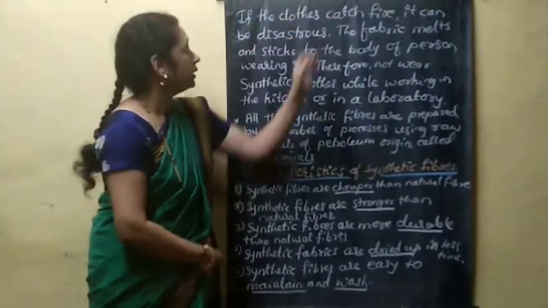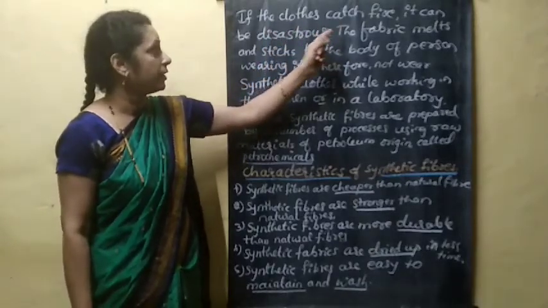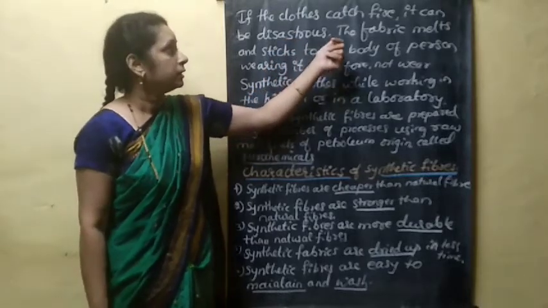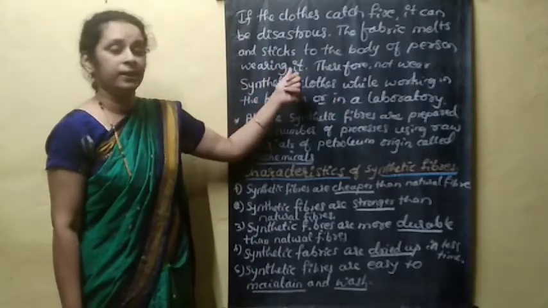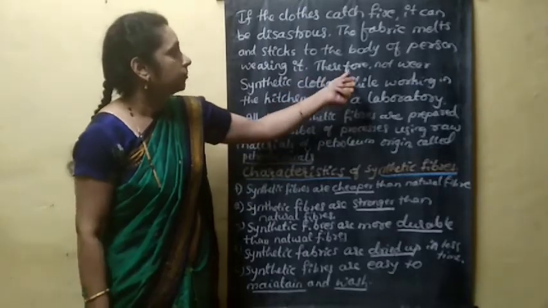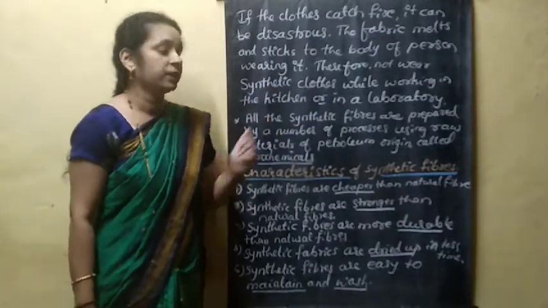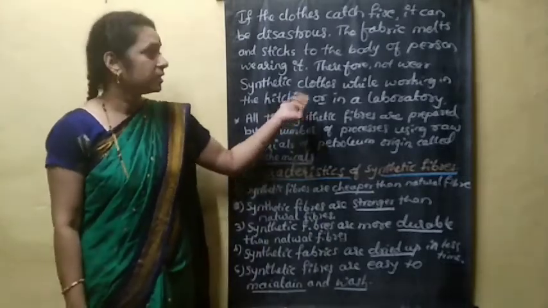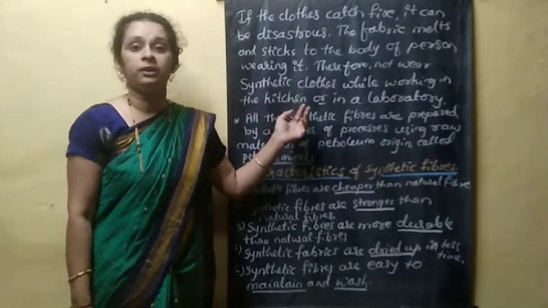Okay, here I have written that one. If synthetic clothes catch fire, it can be disastrous. Disastrous means dangerous. The fabric melts and sticks to the body of the person wearing it. Therefore, do not wear synthetic clothes while working in the kitchen or in a laboratory.